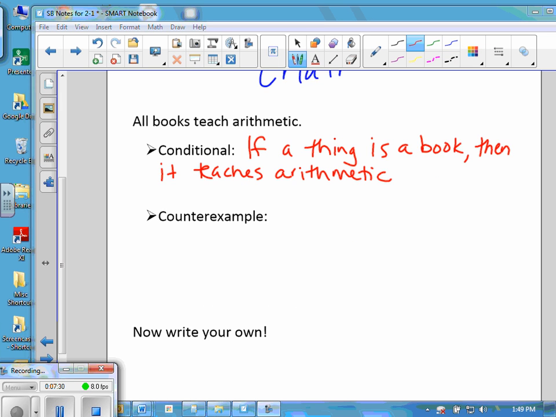You should have something like, if a thing is a book, then it teaches arithmetic. Lots of counterexamples here. History books, English books, novels, all sorts of things. Now you try and write your own conditionals and counterexamples. These should be completed when we check your notes.